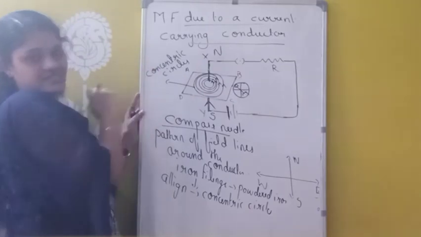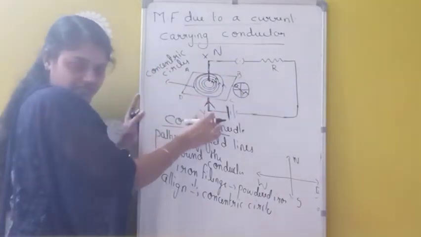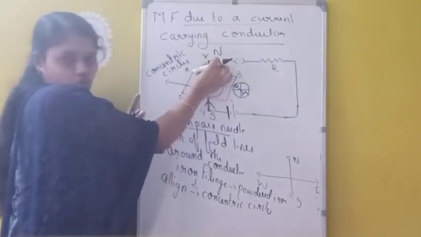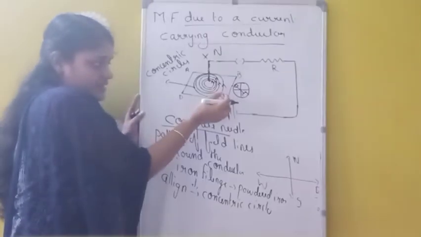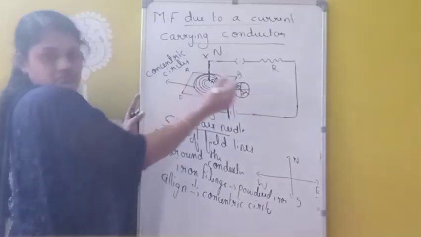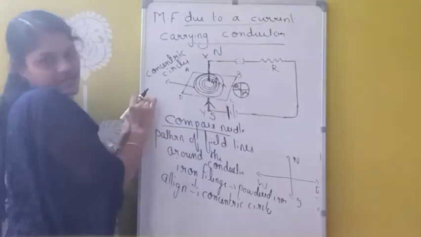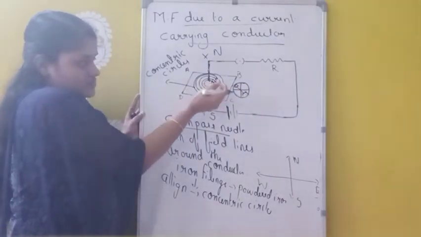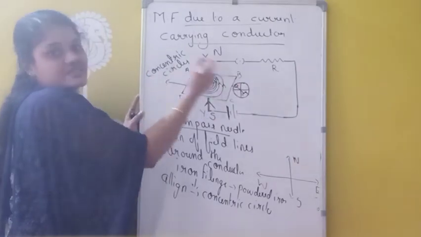So towards left it is aligning. Okay, you understood now? So whenever current is passing from south to north, what is the direction of the magnetic field lines? The field lines will be aligning in the west direction. That means the needle will deflect towards the left direction. So the arrows we have to provide in the anti-clockwise direction. That means towards left.